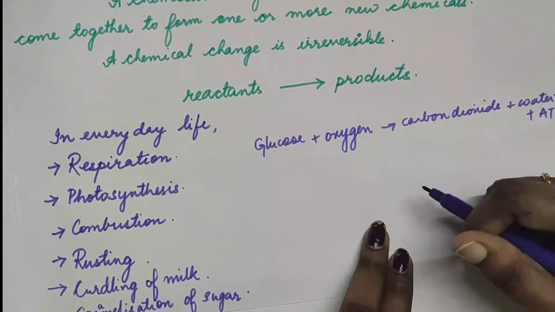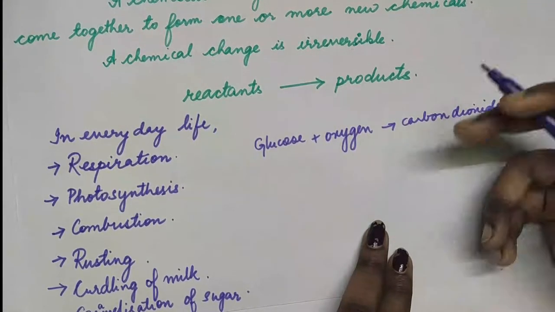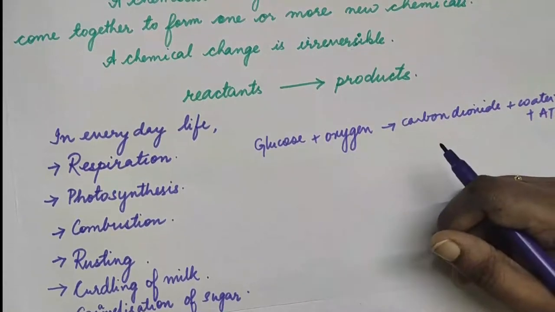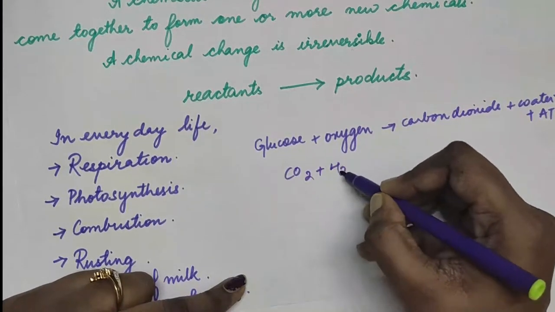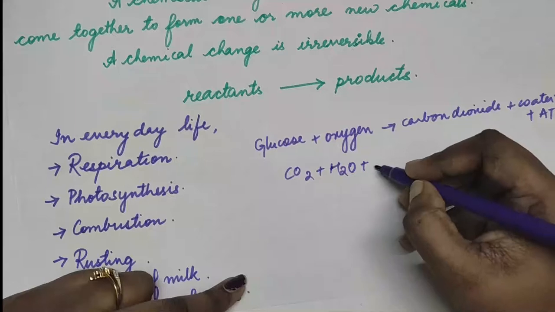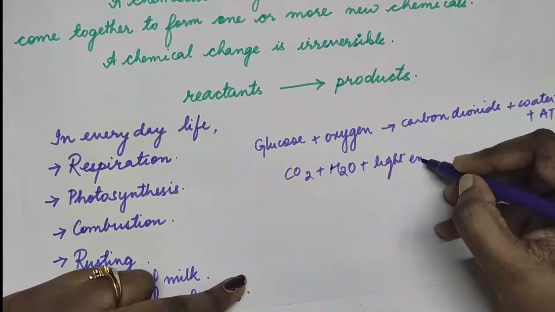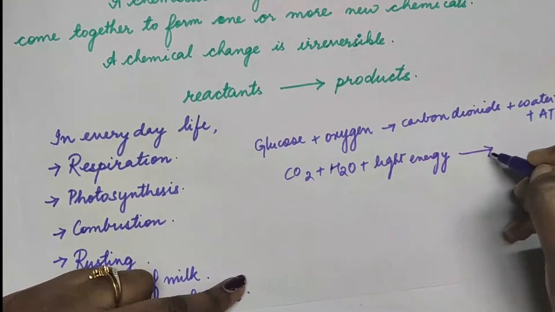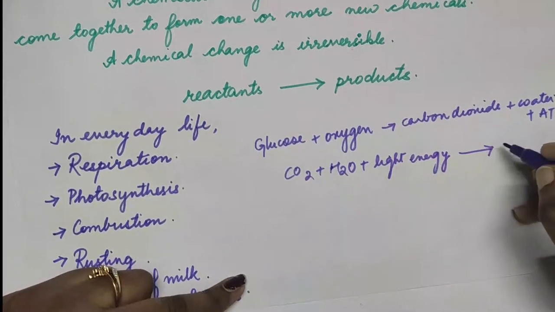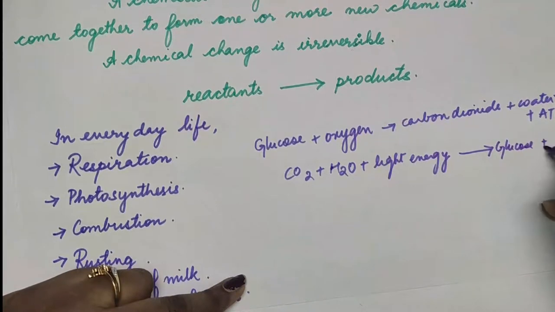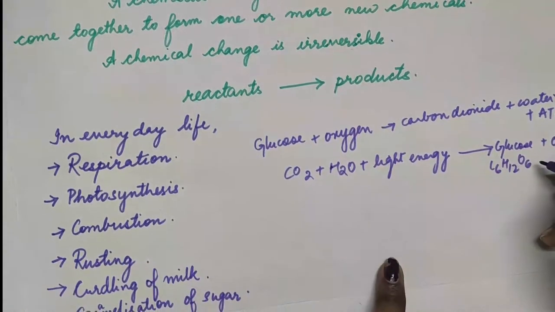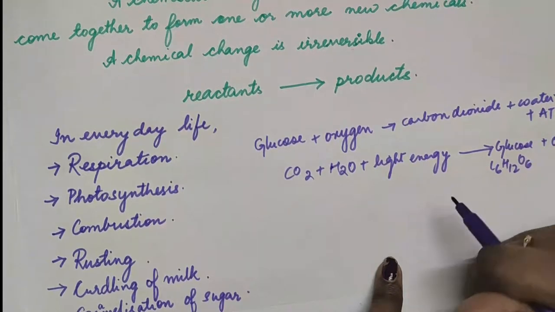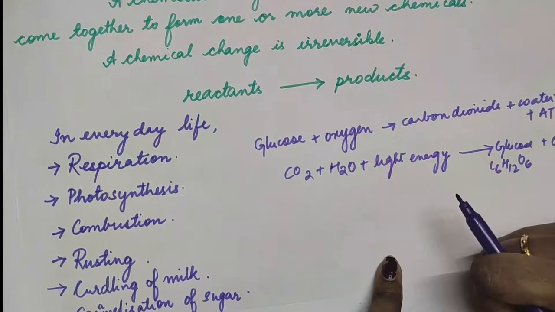Similarly, another process which happens naturally: the plants prepare food by the process of photosynthesis. In that, carbon dioxide plus water and light energy are needed, that is, sunlight is needed, and the green plants have chlorophyll which traps the light energy. They produce glucose plus oxygen. So photosynthesis is again a chemical change happening in plants, and they are giving out oxygen which is very essential for humankind.